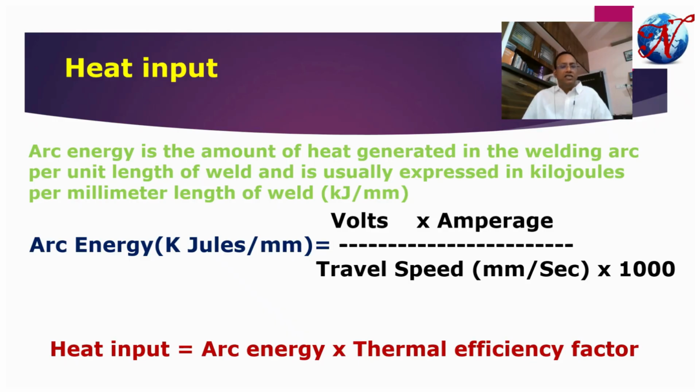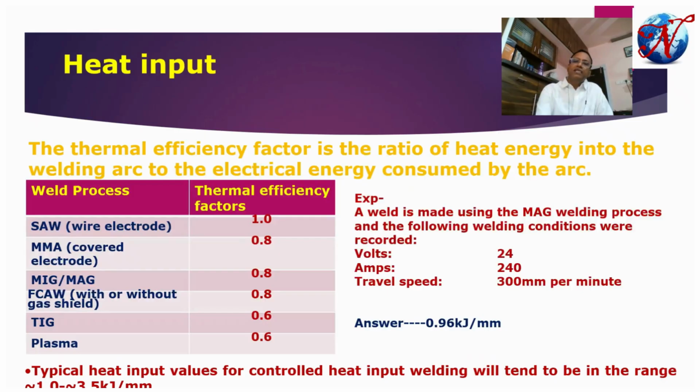Arc energy in an arc welding process is generally measured in kJ per mm, and it depends upon the voltage, amperage, and the travel speed. Simply, we can calculate arc energy by using the formula: volts times amperage divided by travel speed times 1000. And if we multiply the arc energy by the thermal efficiency of a particular welding process, then the required amount of heat input will be calculated.